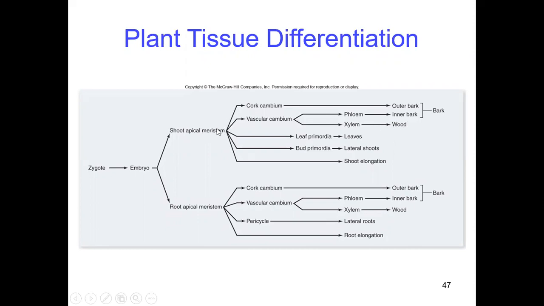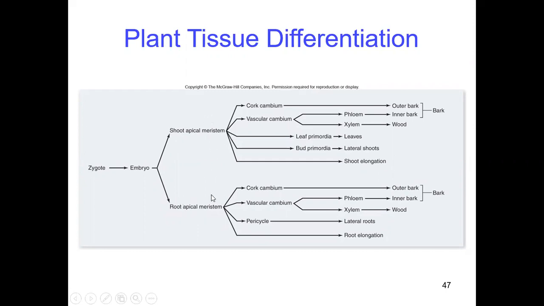The shoot apical meristem is responsible for the leaf primordia. The leaf primordia form the leaf system. Next is the bud primordia, which is responsible for the lateral shoots. Again, when the shoot apical meristem is activated, there is a formation of shoot elongation. That is called growth. So growth occurs due to the apical meristem activity.